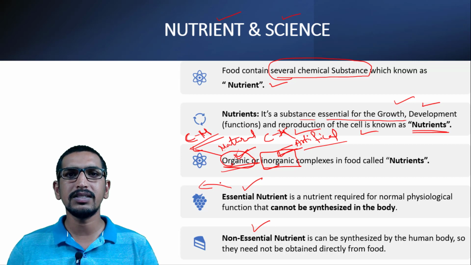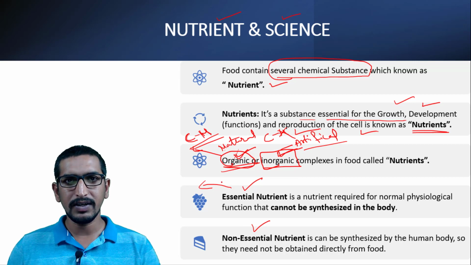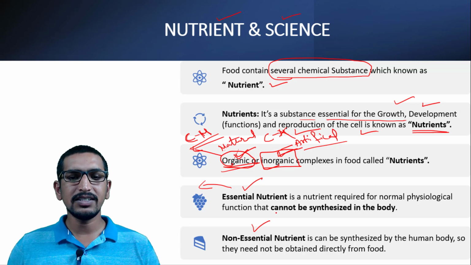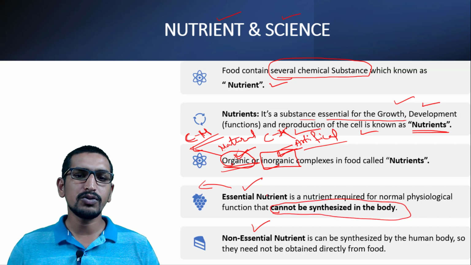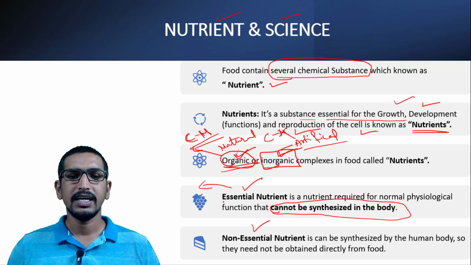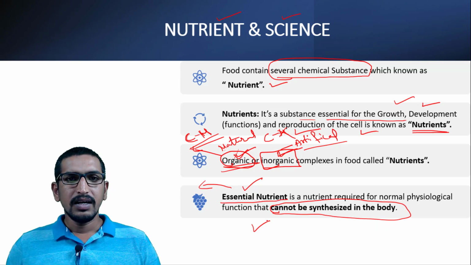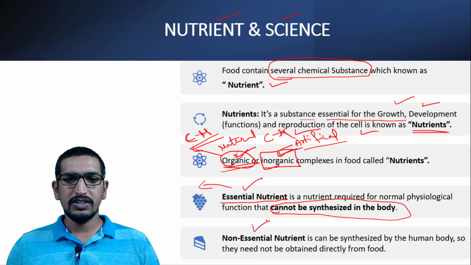Essential nutrient means whatever nutrient we should take in the form of food, that is compulsory in the form of food. That is called an essential nutrient. The main reason is that the body cannot synthesize such a nutrient, so it is compulsory to take it in the food. That is an essential nutrient. Next one is non-essential.